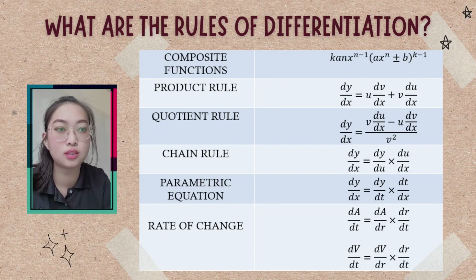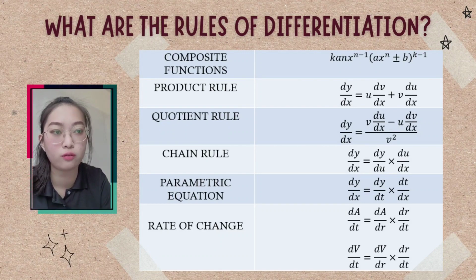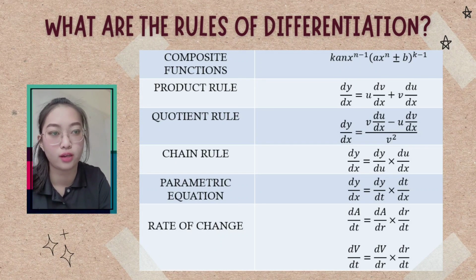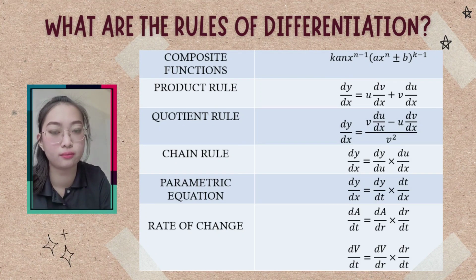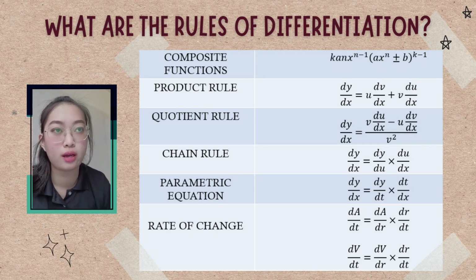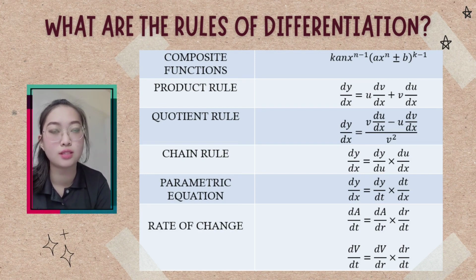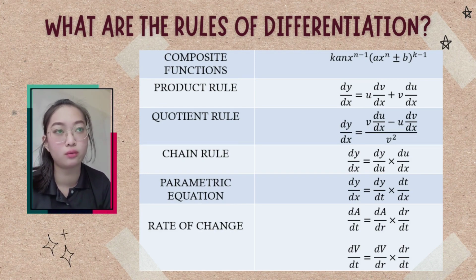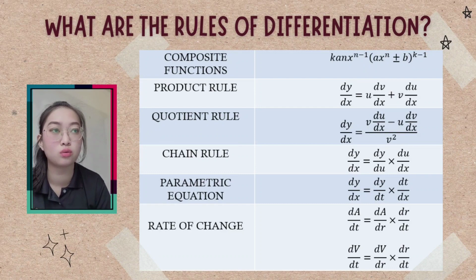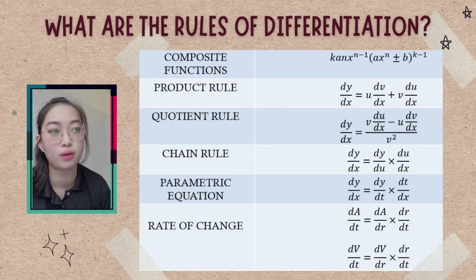Differentiation rules. The differentiation rules help us to evaluate the derivative of a particular function instead of using the general method of differentiation. As shown in the table, there are some differentiation rules that we mostly use to evaluate the derivative of particular functions.